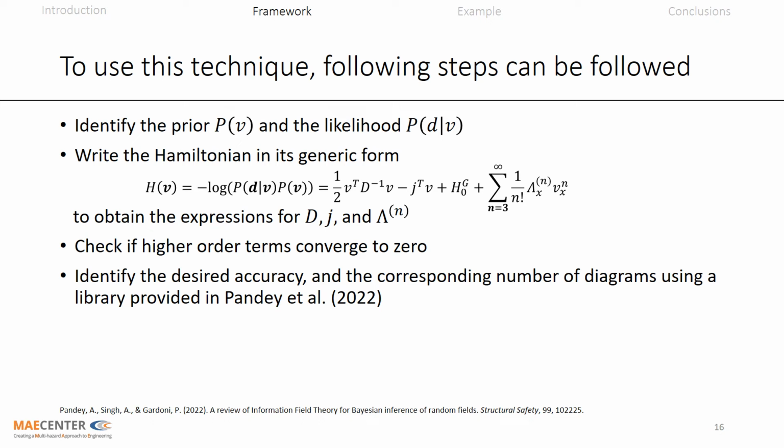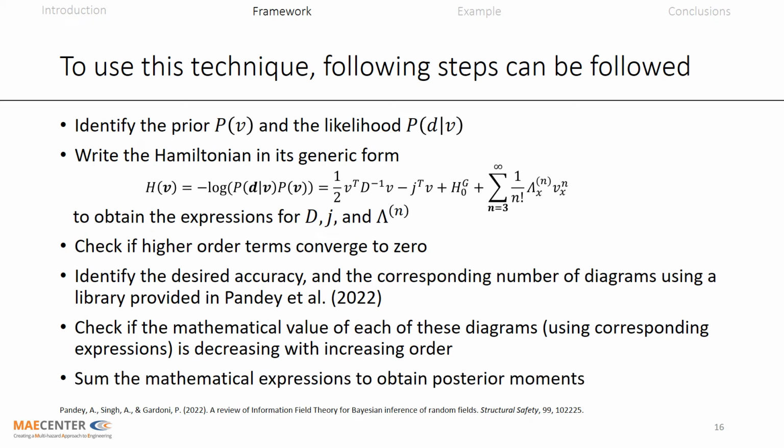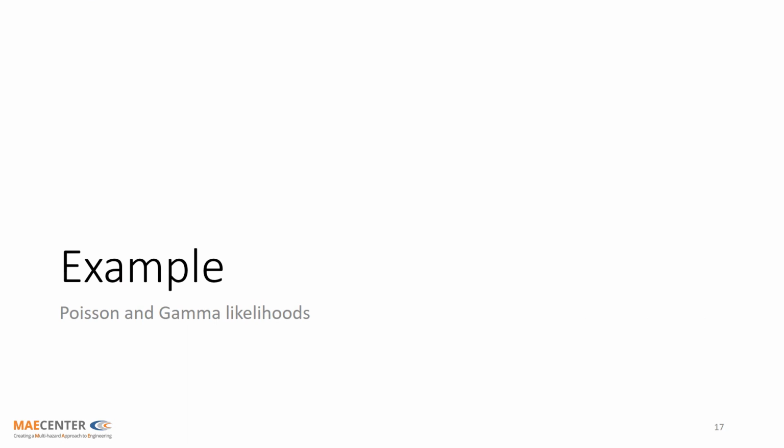We can identify the desired accuracy and the corresponding number of diagrams by using the library provided in Pandey et al. 2022. Using these diagrams, we can check if the mathematical value for each one of these diagrams is decreasing with the increasing order or not. If it is, then the sum of mathematical expressions of a finite number of such diagrams can give us the posterior moments. As an example, we applied this to a case where we have both Poisson and gamma likelihoods just to demonstrate the perturbative nature and applicability.